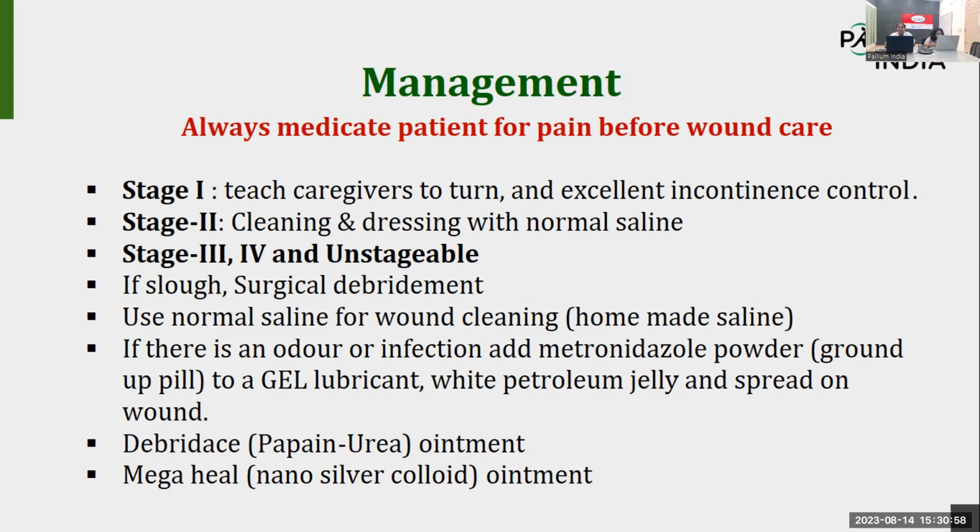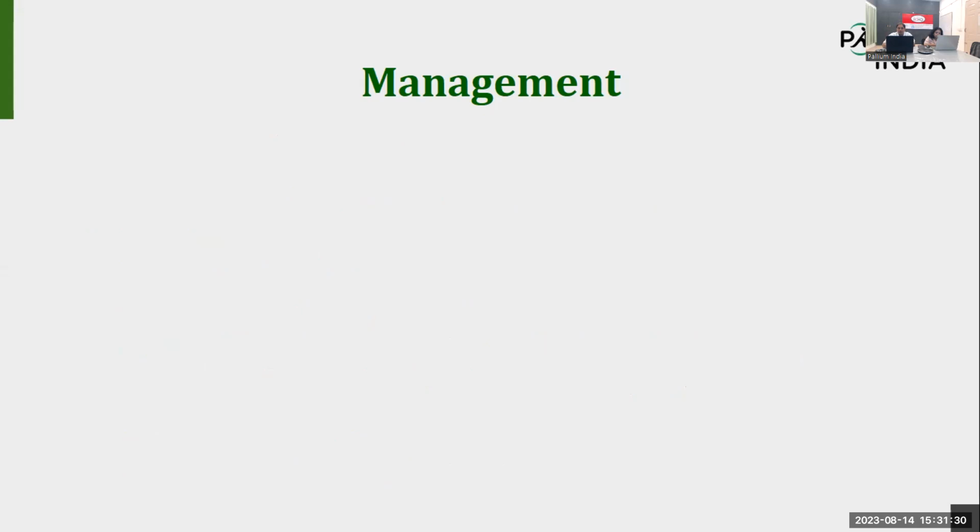And also for debridement, pepapin, urea or ointment we can use. Mega heal, mono silver colloid ointments can be used, and mainly debridase is also used to soften those scar areas or hard areas. We can put the debrid ointment. And also mega heal in the red areas, in order to promote muscle growth and tissue growth, so granulation tissues can be developed, so mega heal will be more helpful, right? So these are the management which we have to follow.